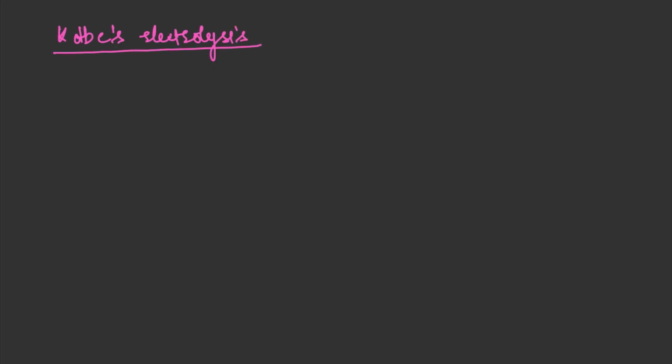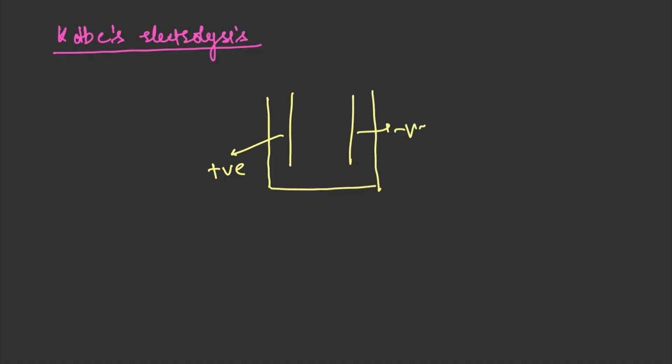In Kolbe electrolysis, we have first of all a container over which we have one positive charge and one negative charge. On the left-hand side we have the anode, on the right-hand side we have the cathode.